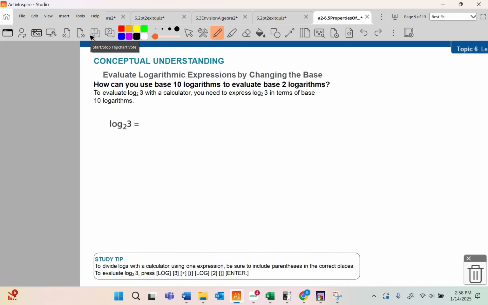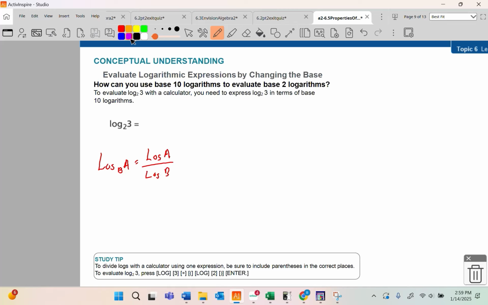All right. Evaluate logarithmic expressions by changing the base. How can you use base 10 logarithms to evaluate base 2 logarithms? So there's a change of base formula, and here's one of them. There's actually 3 of them. A logarithm of base b argument a is equal to a logarithm of a over a logarithm of b.